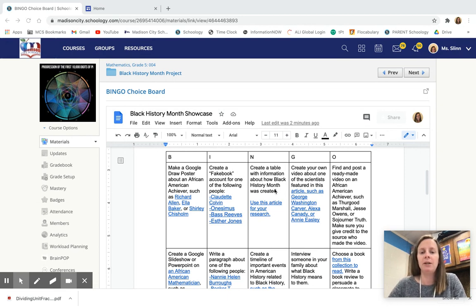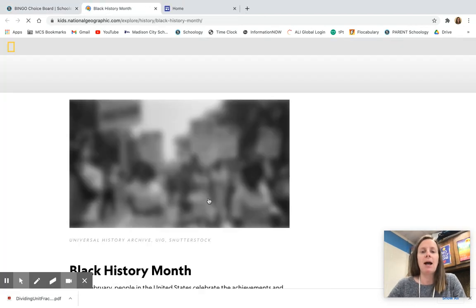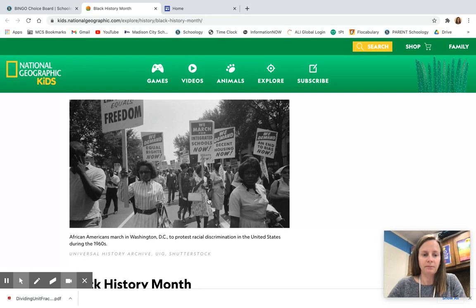I'm going to begin by looking at the instructions in our bingo board. I'm here in the middle of the first row where it says create a table with information about how Black History Month was created. Use this article for your research. So I'm going to click on the link and go to the article. Now, I've already read this article.